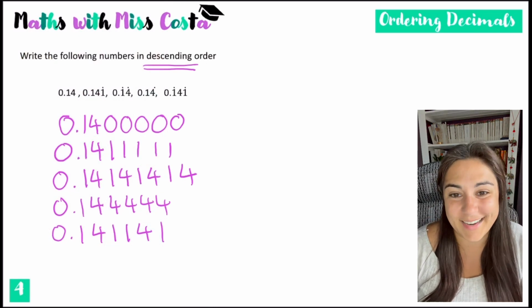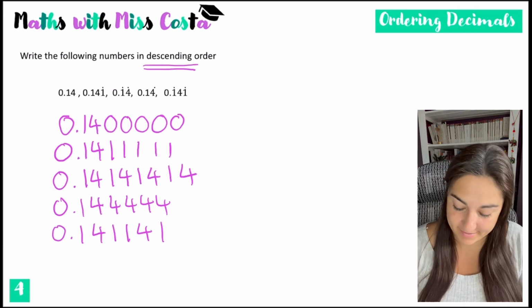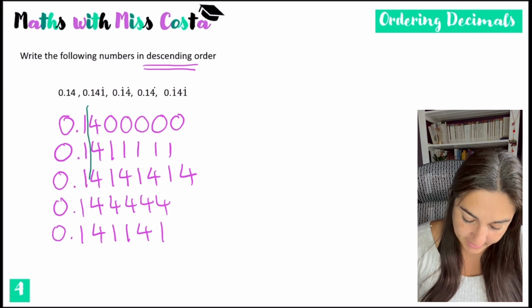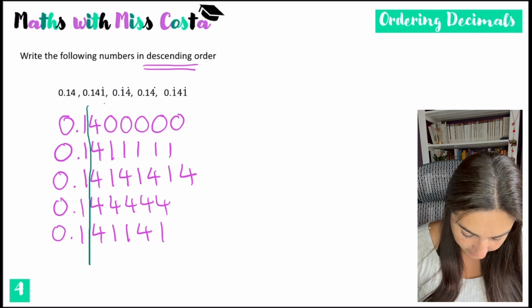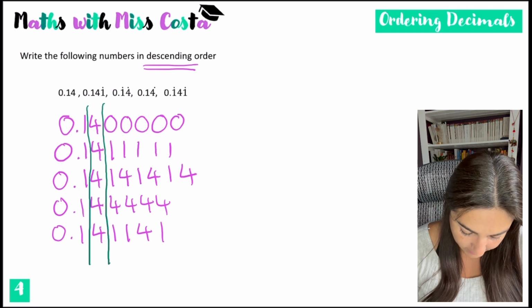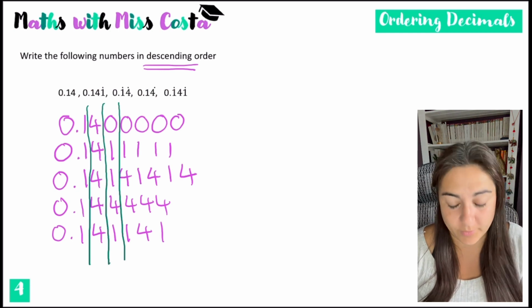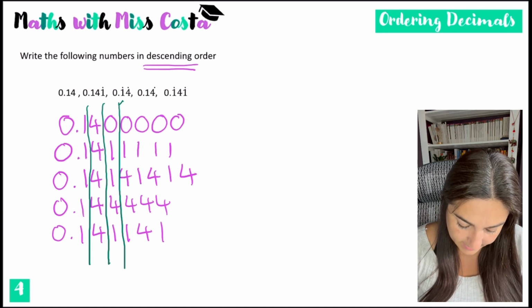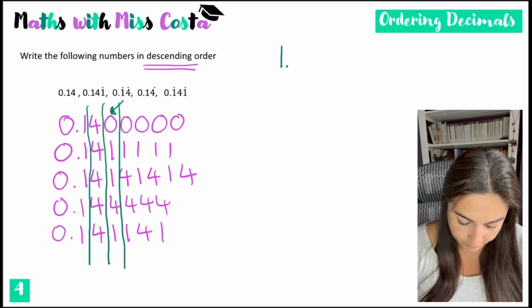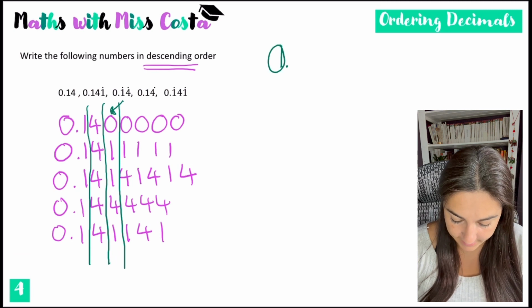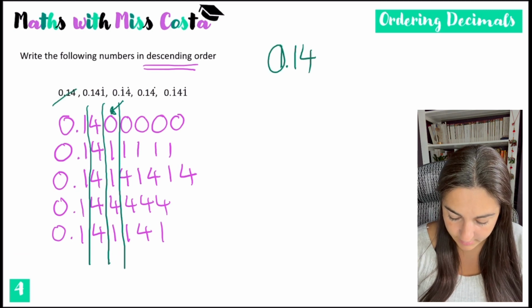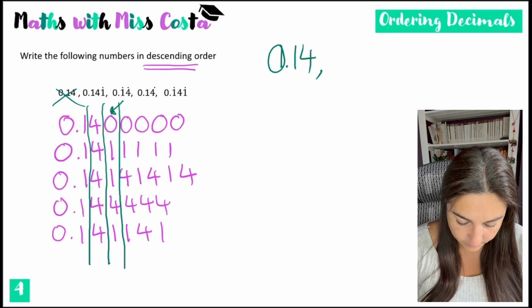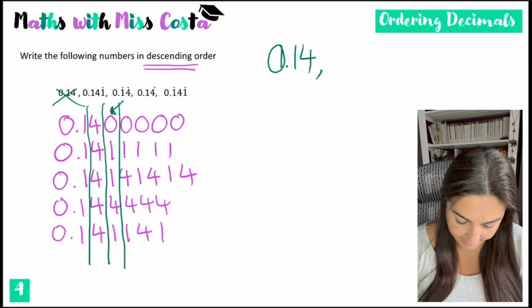Descending order, I'm going to write it in ascending order first because that's the way my brain likes things, and then I'll switch it around. So the smallest number, you look at the first column, well, they're all the same. You look at the second column, once again, they're all the same. And so you look at the third column. So what's the smallest one? 0 is the smallest, so that must be the smallest number. So 0.14 is the smallest value.